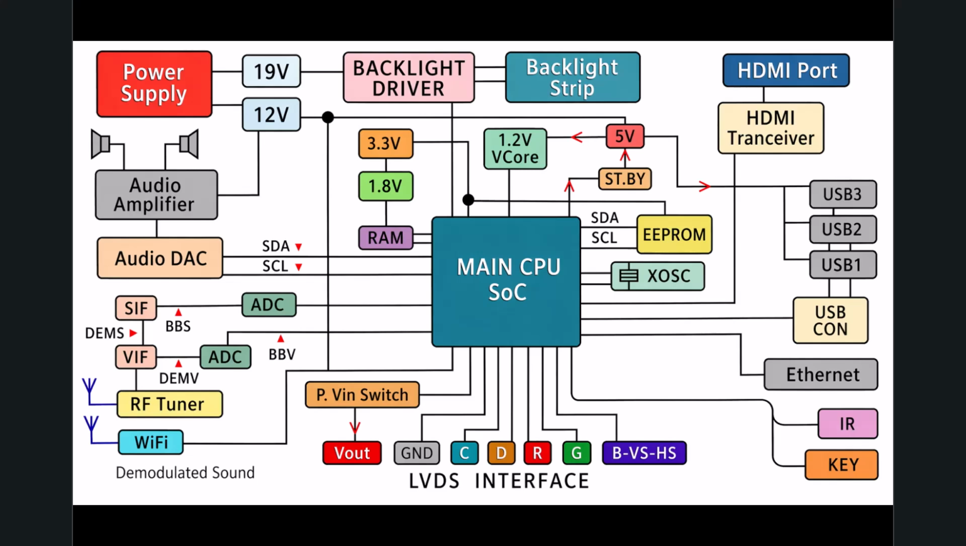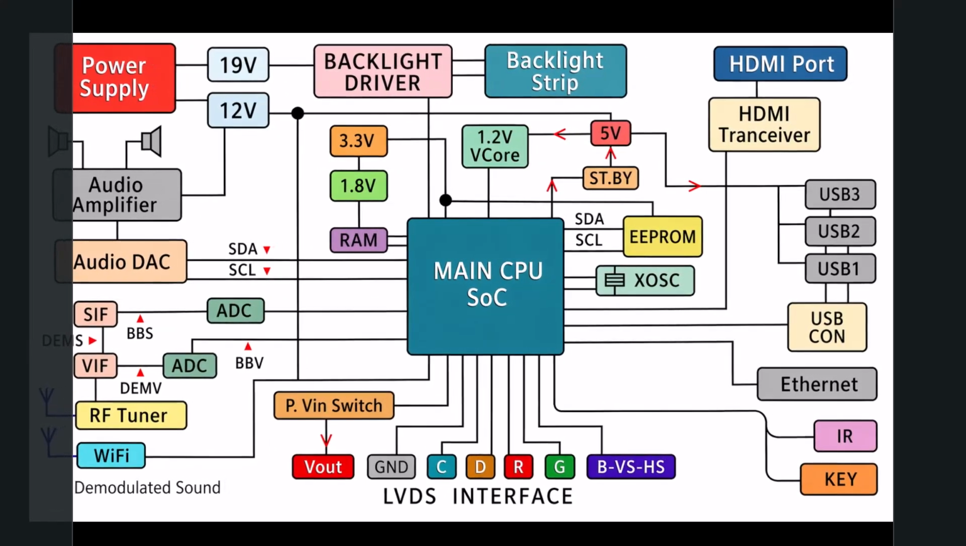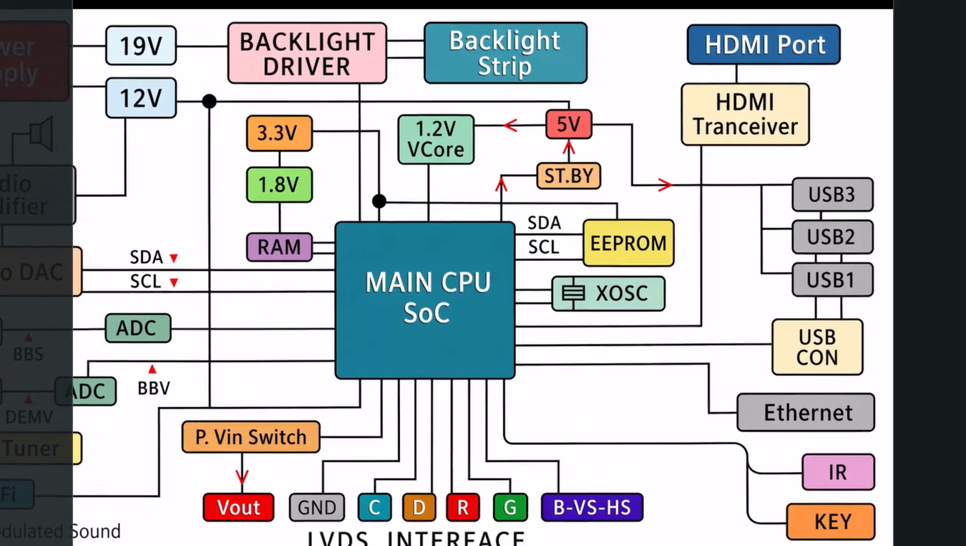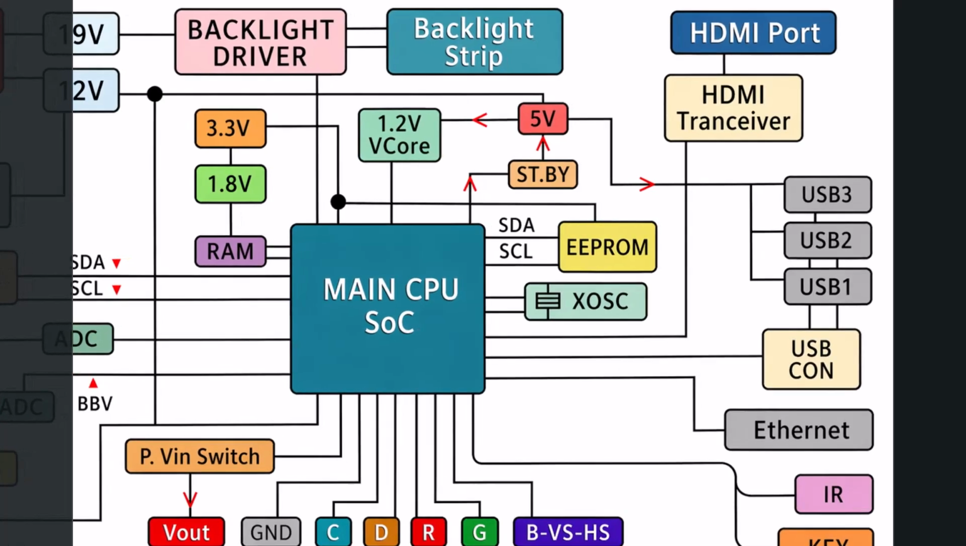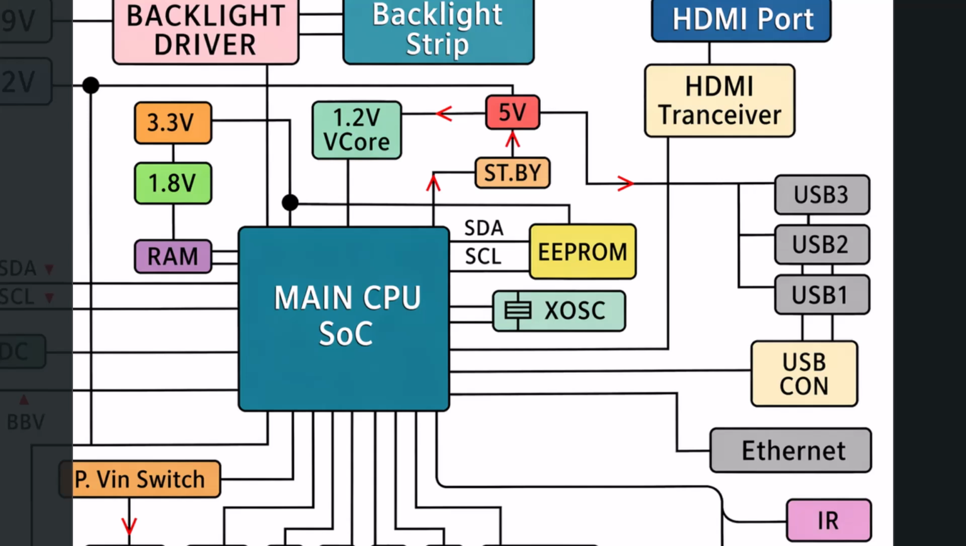For this SoC to function, it requires a few critical supporting components. First, it needs a heartbeat, a steady rhythm to synchronize its billions of calculations per second. This is provided by the XOSC, or crystal oscillator, attached directly to the side of the CPU. Next, the processor needs short-term memory to handle active tasks, buffer video frames, and run the operating system smoothly. This is where the RAM, powered by its own specific voltages like 1.8 volts and 3.3 volts, comes into play.